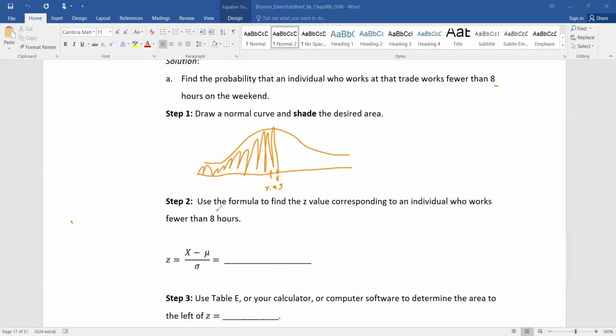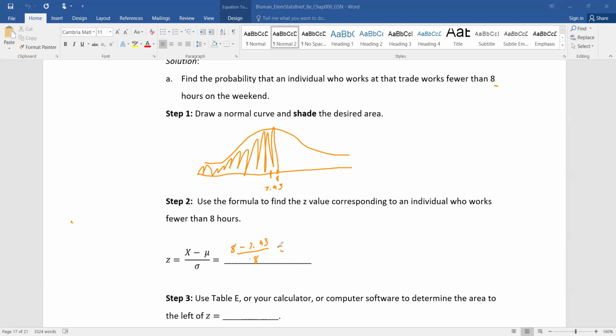Now part 2, use the formula to find the z-score of the individual who works fewer than 8 hours. In this case, this would be 8 minus 7.93 divided by the standard deviation, which was 0.8.